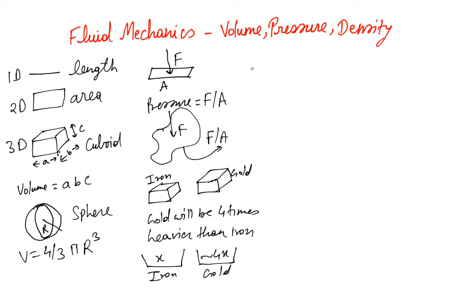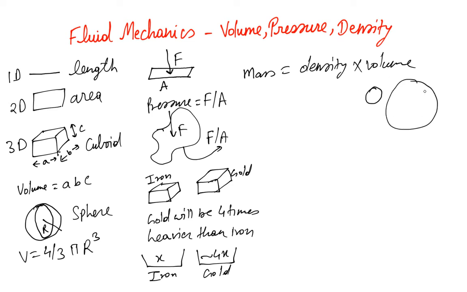So what is the formula we are using? We are trying to calculate mass equals density multiplied by volume. So mass of any object depends on how big the volume is, whether we are taking a smaller volume or a bigger volume, and also what it is made up of. Is it made up of iron or is it made up of gold? So density is defined as mass divided by volume.